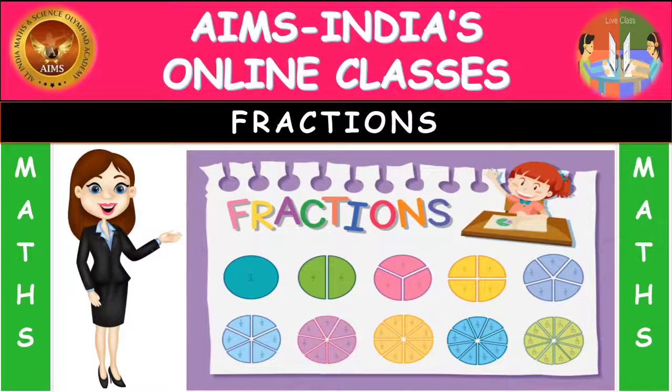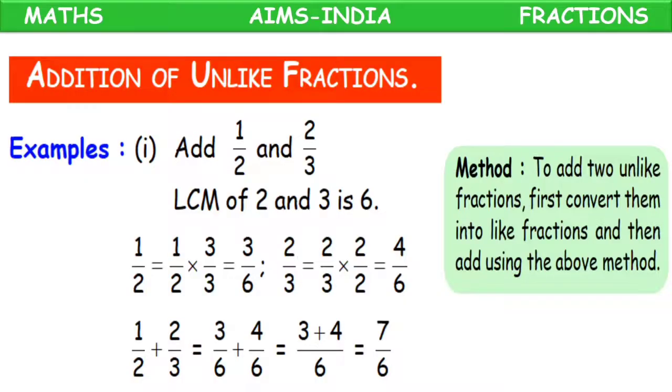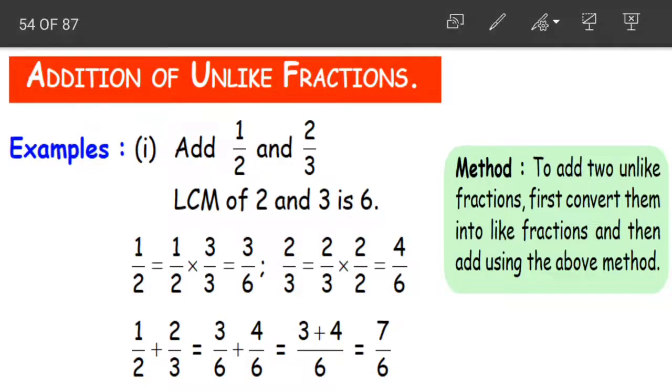In today's class we are going to learn about addition and subtraction of unlike fractions and mixed fractions. Coming to the first topic, that is addition of unlike fractions. What is the method to add two unlike fractions? If you look here, 2 and 3 are different denominators. So to add these unlike fractions, first convert them into like fractions and then add using the above method.